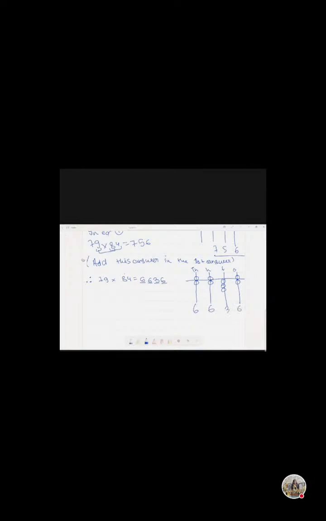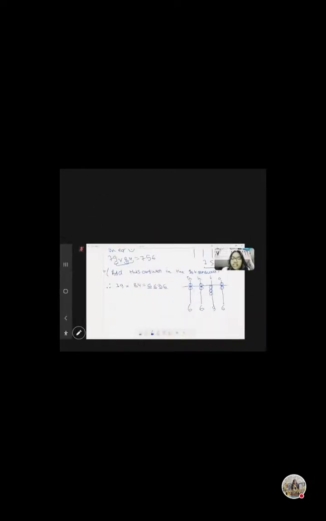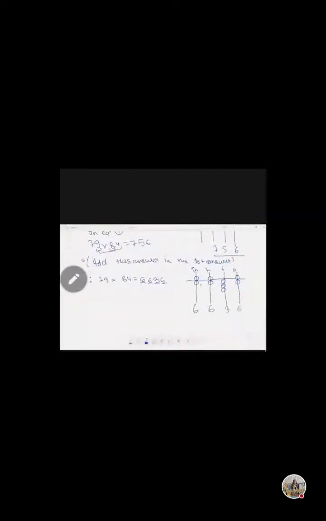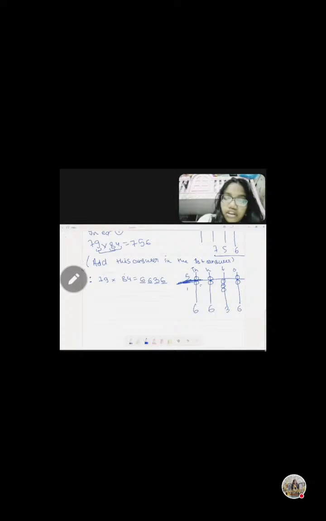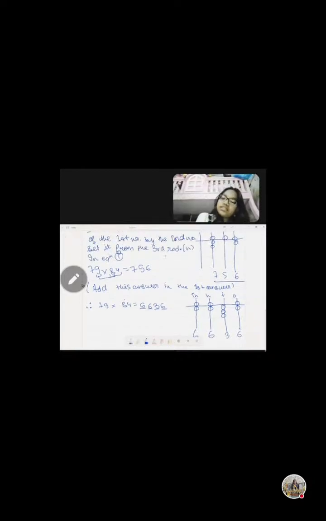One more thing, many students make this mistake. They consider this 6 as 2. No, it is not 2. The divider is here, it is dividing this thing. So this value is 5, this is 1. So 6, okay? Yes, ma'am. So our answer is 6636.